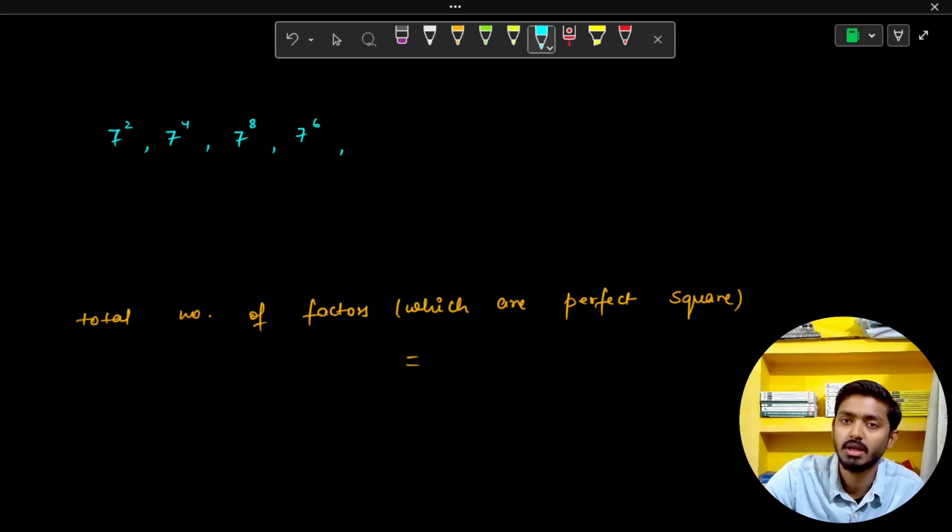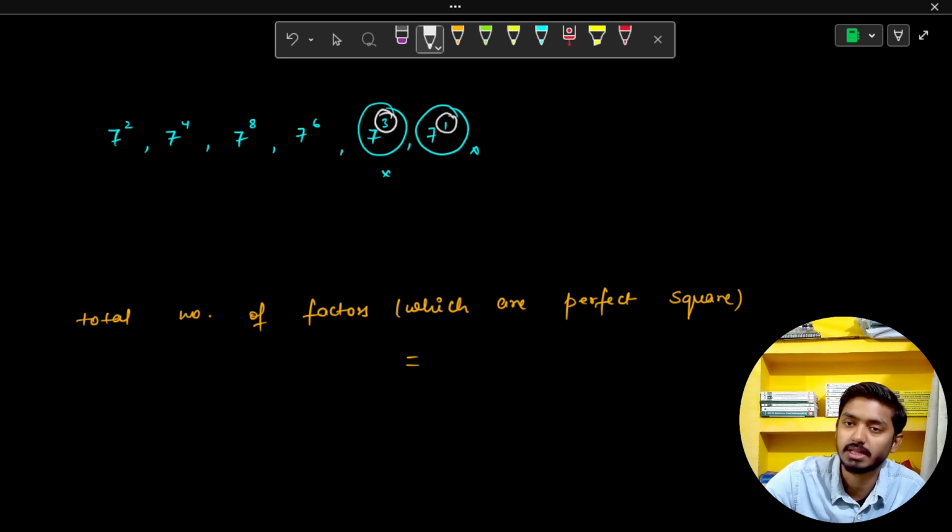But what about 7 to the power 3, 7 to the power 1? These cannot be considered perfect squares. Why? Because their exponents are odd. Simple as that. This clearly signifies that the exponents must be divisible by 2 in order for something to be a perfect square, right?